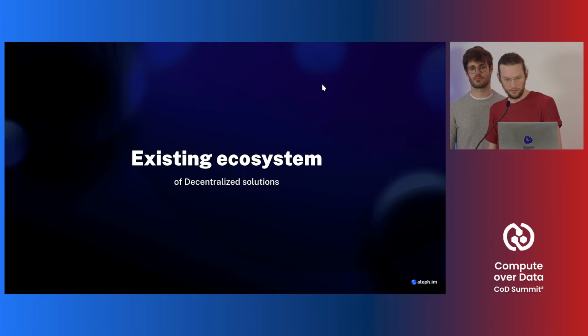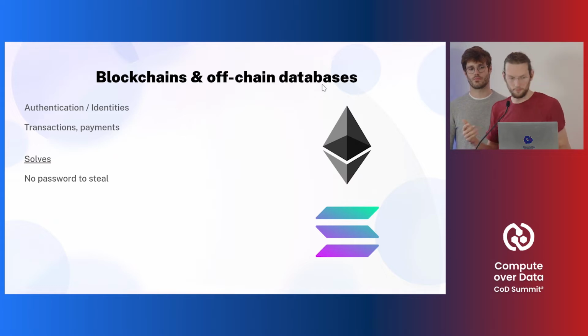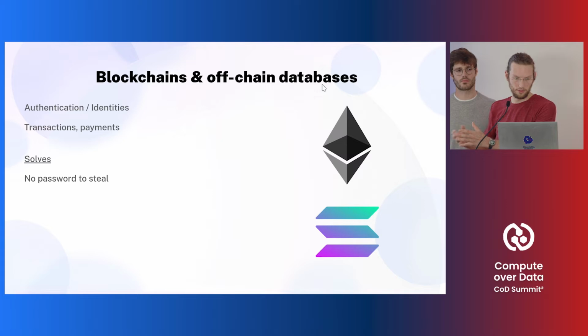Now, if we look at the existing ecosystem of things we can use that are decentralized, we have blockchains and off-chain databases that allow things like authentication identities by using cryptographic keys instead of usernames and passwords, putting everything in a database that's run by a centralized party. Using cryptographic keys allows us to remove that part and get the login part outside of this central element. And then we also have the support for transactions if people want to transmit something to someone else or to run any kind of transaction, including payment. Blockchains are a good solution for that. And it also solves the problem of no password to steal.